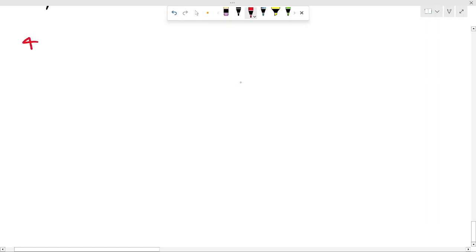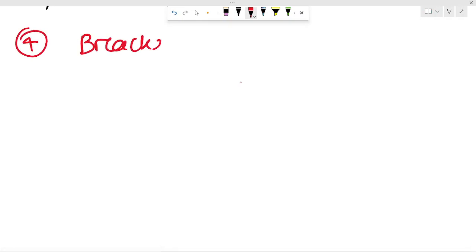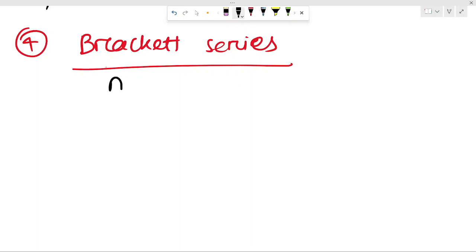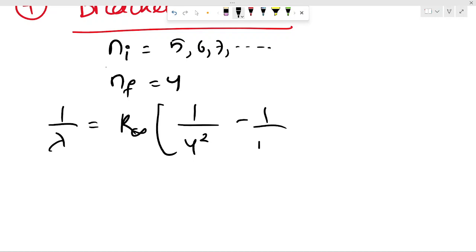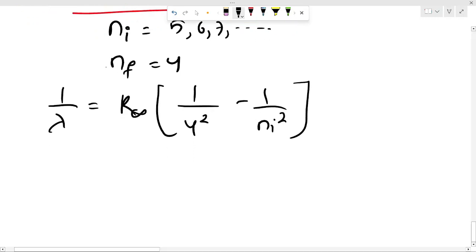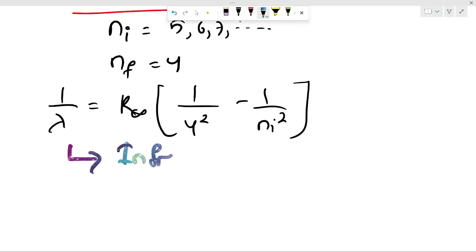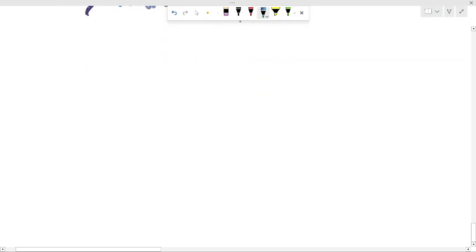Next we have the Brackett series. For the Brackett series, the transition takes place from n initial equal to 5, 6, 7, and so on up to infinity, and n final will be equal to 4. So for the Brackett series, 1 by lambda becomes R infinite times 1 by 4 square minus 1 by n initial square. Is it clear to you? This series also lies in the infrared region.